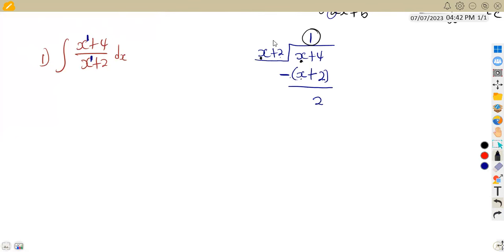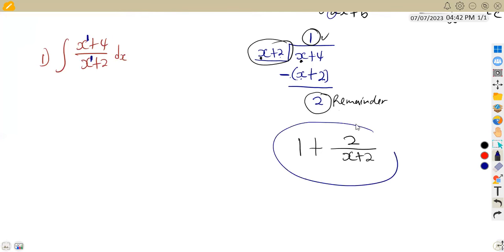So after dividing by x plus 2, we obtained in this case a 1 plus a remainder. This part here is the remainder. If it is giving us a 0, then it means there is no remainder. But once you get a number here, whether it's x or whatever depending on what is dividing, that will be your remainder. So it's your remainder over what is dividing. So it's our remainder of 2 over what was divided, which is x plus 2. So this is what we are going to obtain.